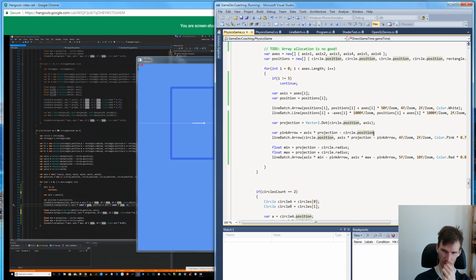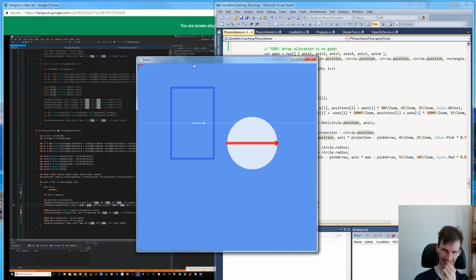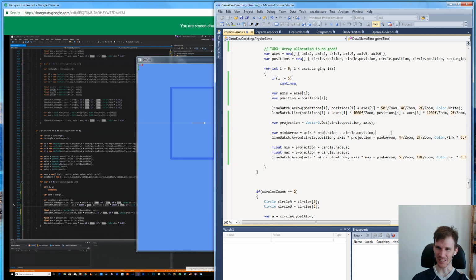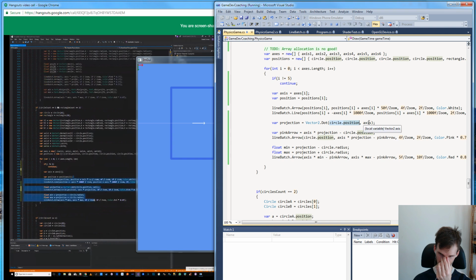Yes, so it was a good attempt. Yeah, it really is going to be one of those days. Okay, that's fine. That's unsurprising, actually. The projection of the position onto the axis minus the key. Okay, let's back out all that change.